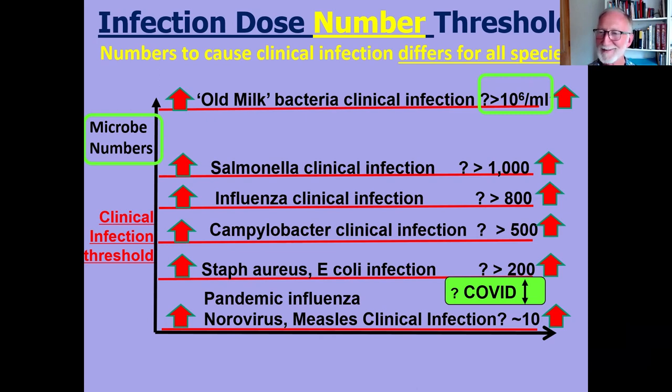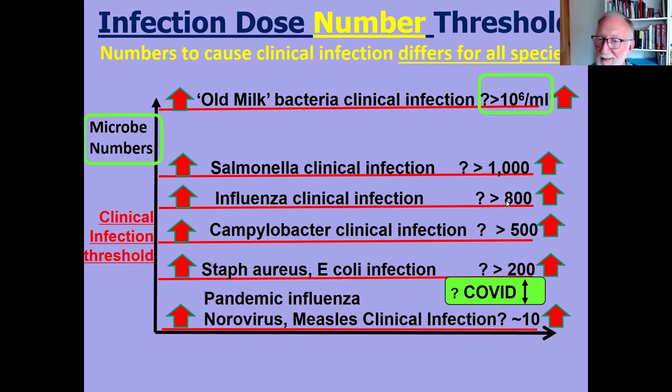Yes, they boosted my immune system. Are they good at a million per mil? No. Then we come to salmonella. We need over 1,000. So the infectious dose, or the infectious number for the average person, if there is such a thing, is over 1,000.